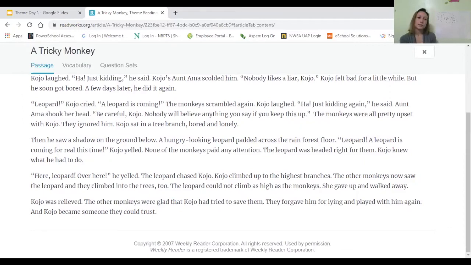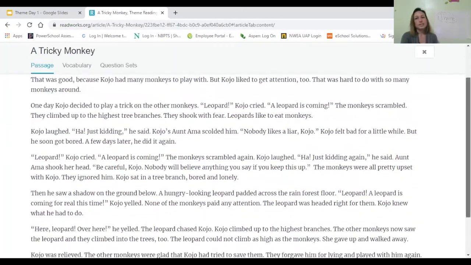Kojo was relieved. The other monkeys were glad that Kojo had tried to save them. They forgave him for lying and played with him again. And Kojo became someone they could trust.